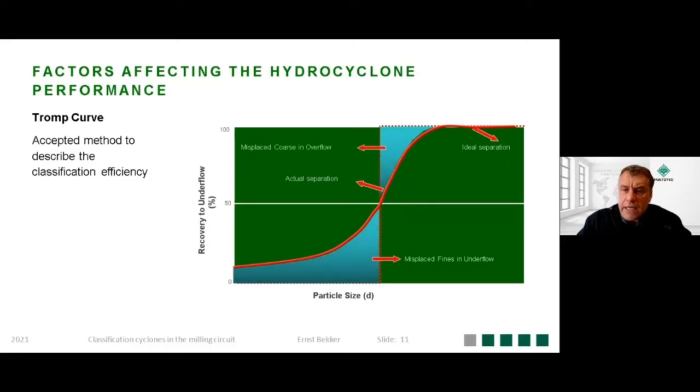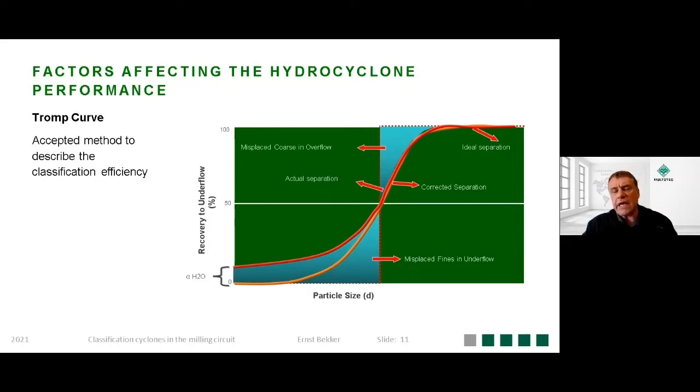So all the material in the shaded areas is material that's getting misplaced. We're getting coarse material to the overflow, fine material to the underflow, and the objective obviously is to try and minimize it. The bypass water contributes to the amount of fines that is misplaced to the underflow. When we look at the efficiency of separation of a hydrocyclone, we as suppliers are looking at the corrected curve, the yellow curve that you see there, the corrected separation.